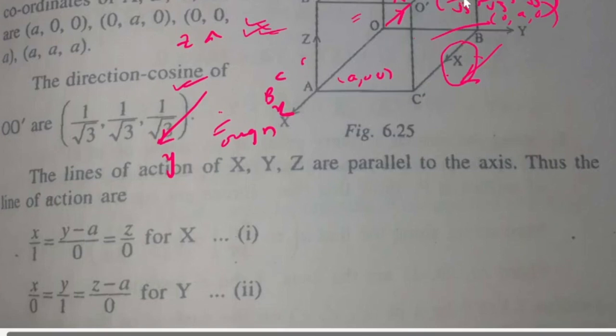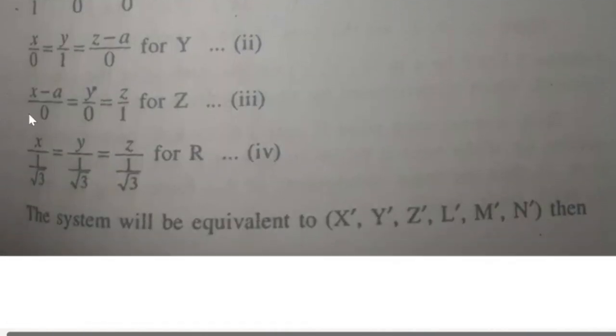You could have taken a by root 3, a by root 3, a by root 3 also, but you have to again use it for the moment calculation, which will be a bit complicated. So I am taking 0, 0, 0, because any point on this r you can take as a point of application, right? So this thing I am taking.